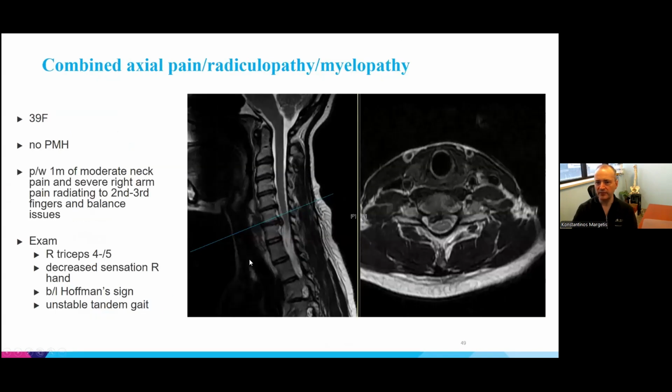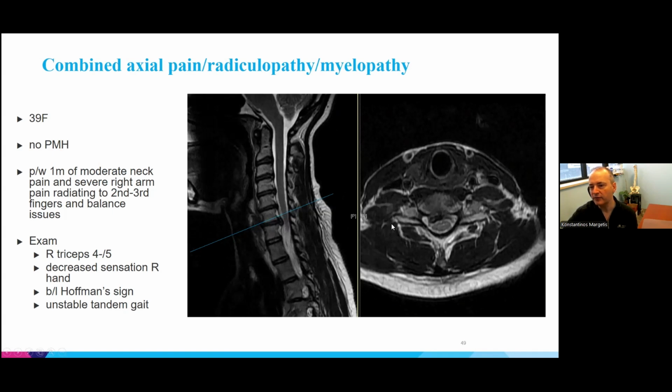Now let's go to some cervical spine examples. I'll start with a case. This is a young lady that presented with neck pain and right arm pain. And you can see on this sagittal view, the front of the neck, the back of the neck, the bones of the neck. And you see here, there's a big disc herniation that's compressing the spinal cord.